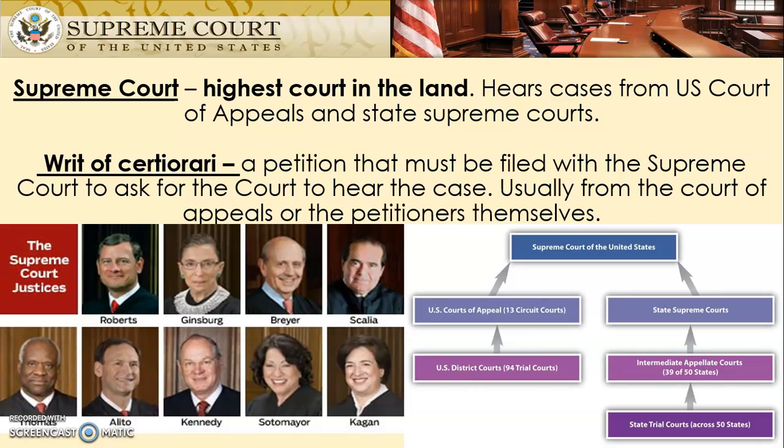More or less, this is a petition that must be filed with the Supreme Court to ask the court to hear the case. It's usually from the appeals courts or the petitioners themselves. So either the plaintiff or defendant can appeal to the Supreme Court using the writ of cert, or the appellate court at the circuit level may ask for a writ of cert as well. And you're very, very lucky if the Supreme Court will look at the case. The majority of the cases that they get a writ of cert for are denied. So be aware of that.